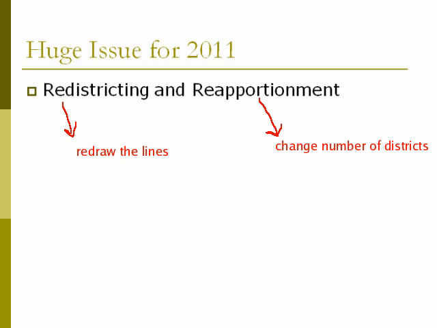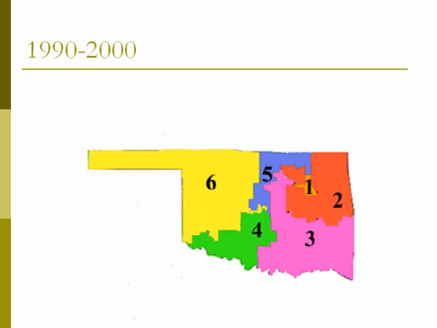Okay, so if you're looking at the state of Oklahoma, who gets to do this? And the answer is the legislature of Oklahoma. So if the legislature is dominated by Democrats, then the Democrats are going to draw lines that are favorable to them. And if it's Republicans in charge, then it's the same thing. Republicans will draw lines favorable to Republicans.